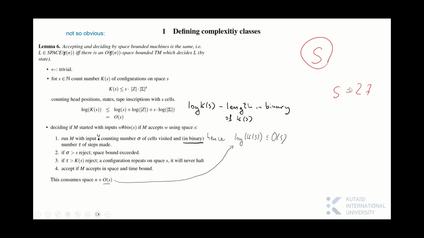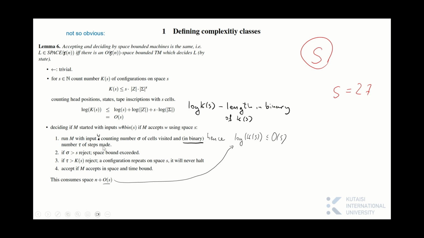So I have to take S as an input because I have to decide whether M accepts W in space S. So I take S in binary. So I have to think how many spaces am I using for deciding it, so I don't go beyond this N, right? So what I do, I run M with W, and I'm also counting the number sigma of cells visited, and in binary the number tau of steps made.